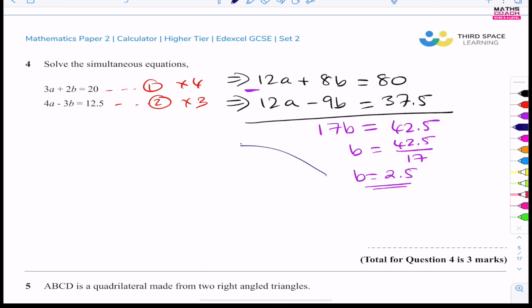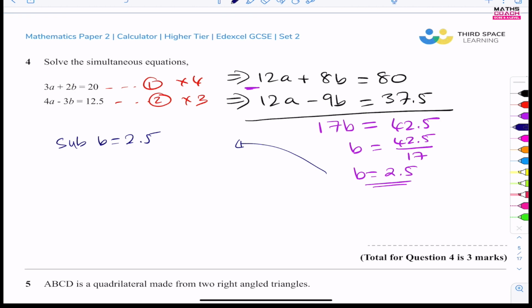Now we need to sub b equals 2.5 into any of these two equations, either of them. Just pick one. I'm going to pick number 1, so I'm going to sub it in here. Wherever I see a b, I'm going to put 2.5 in there. So therefore, into equation 1, I'm going to have 3a plus 2b. Now remember what b was? And that has to equal 20. b is 2.5, I just worked that out.